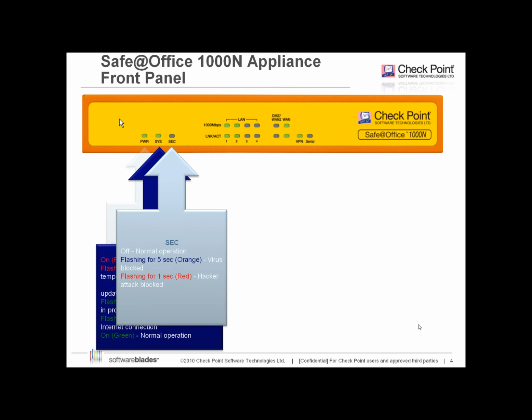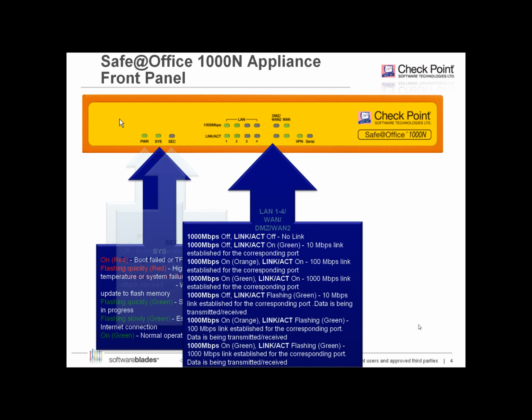The security LED, when it's off, means normal operation. Flashing for 5 seconds means a virus has been blocked. If it's flashing for only 1 second, it means that a hacker attack has been blocked; the firewall has blocked the attack attempt. The different LAN LEDs, in terms of the connectivity speed, whether it's 10 meg, 100 meg, or 1 gig, would color differently, whether it's green, yellow, or no light at all.